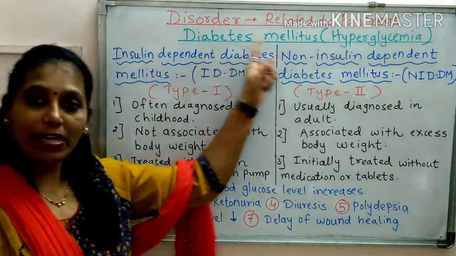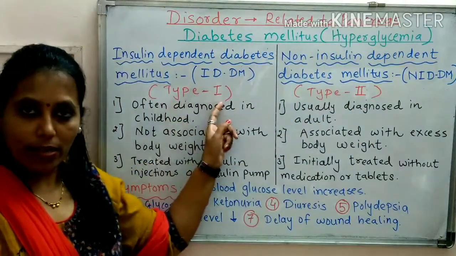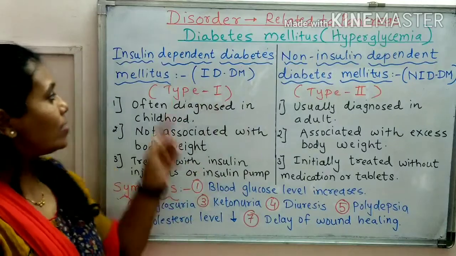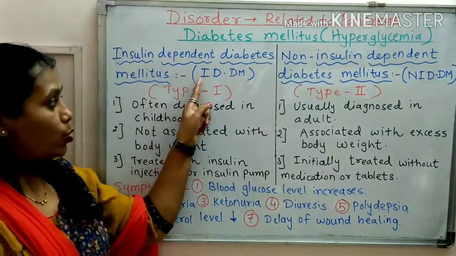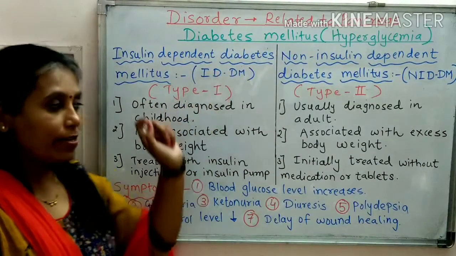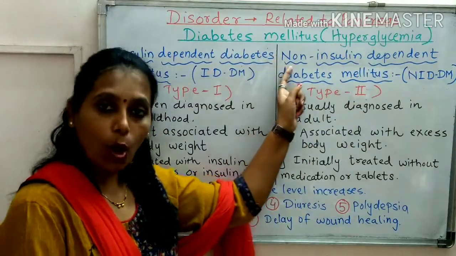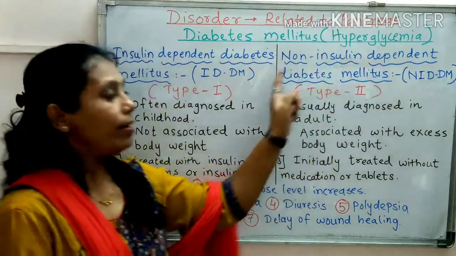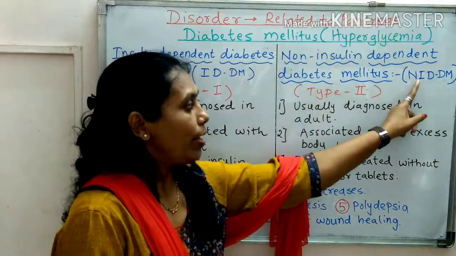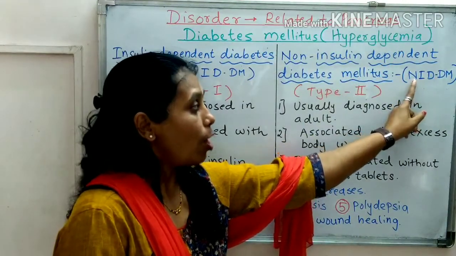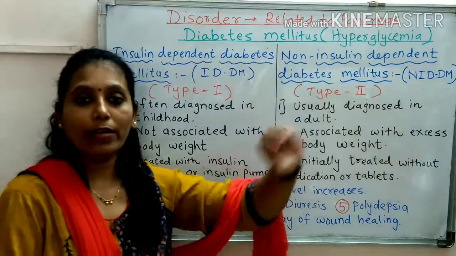Now there are two types of diabetes mellitus: type 1 diabetes mellitus and type 2 diabetes mellitus. Type 1 diabetes mellitus is called insulin dependent diabetes mellitus. Type 2 diabetes mellitus is also called non-insulin dependent diabetes mellitus, and the short form is non-insulin diabetes, type 2 diabetes.